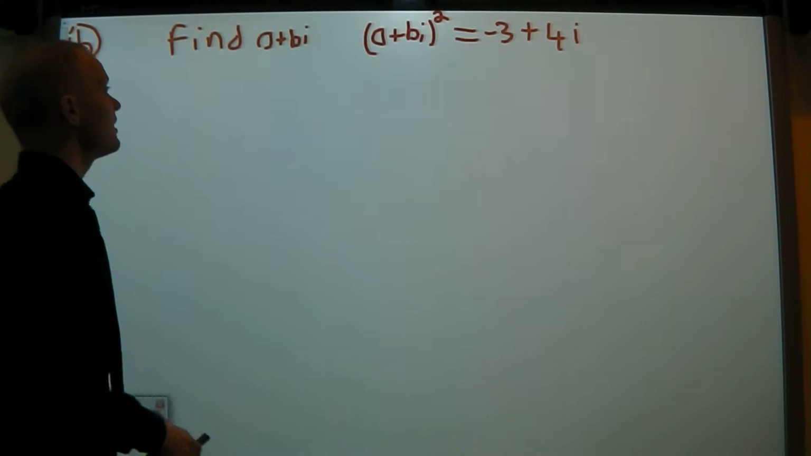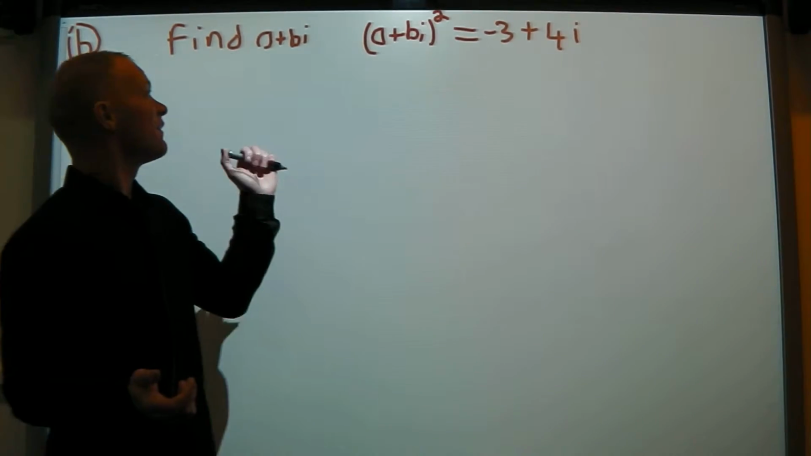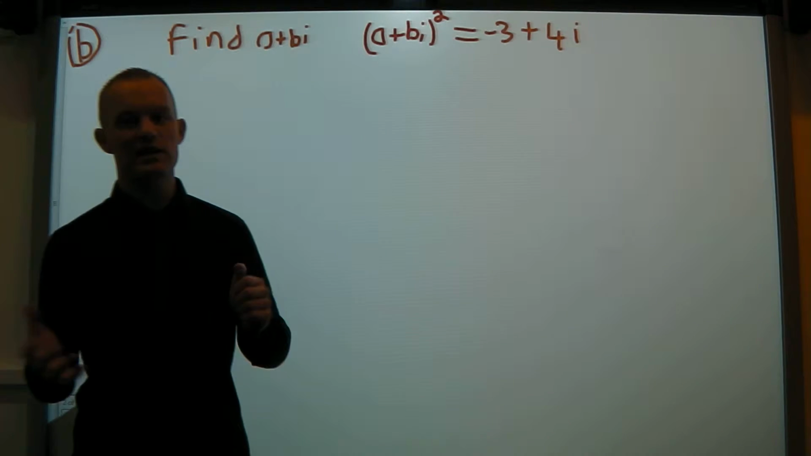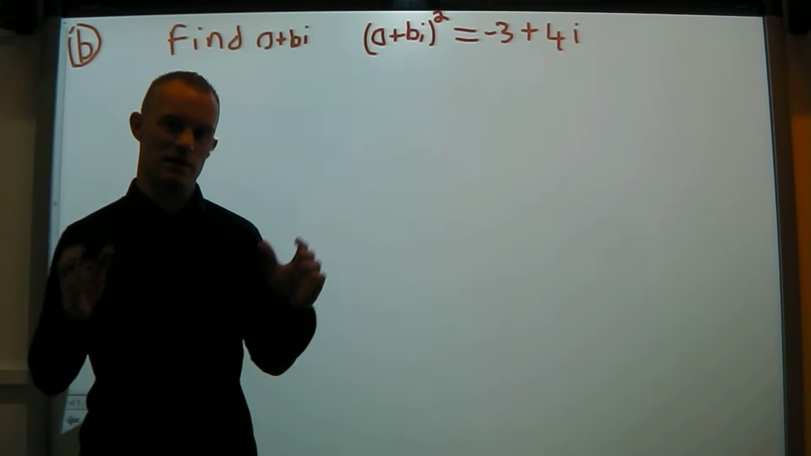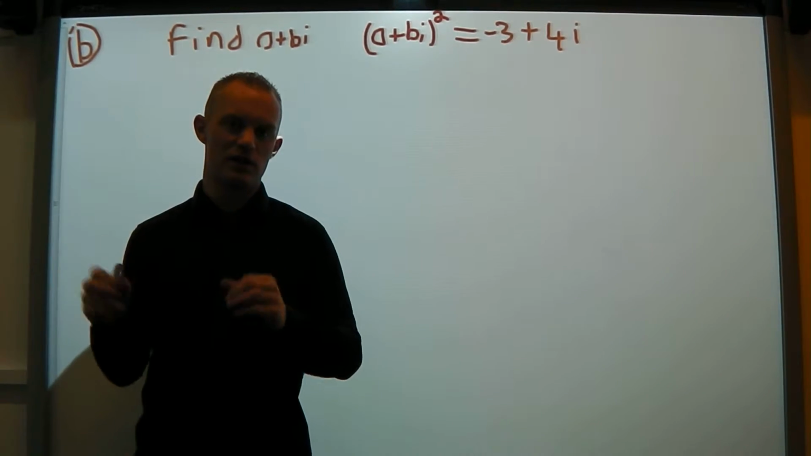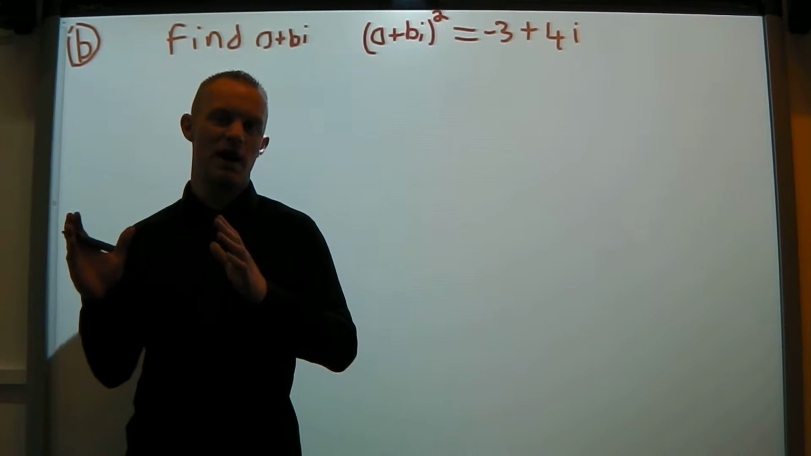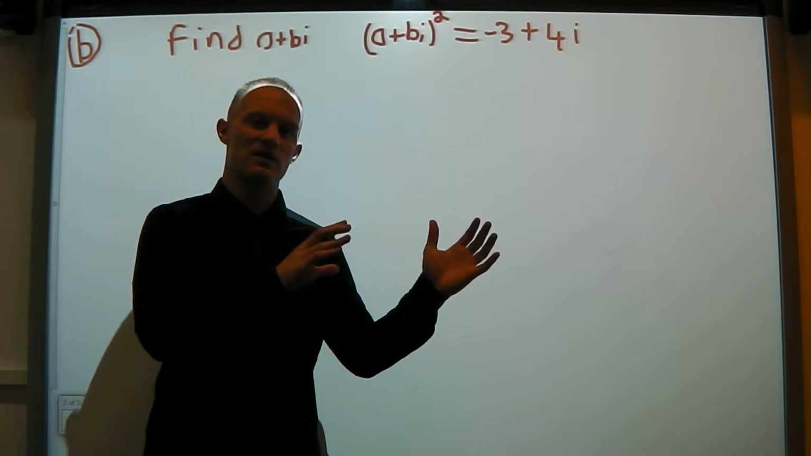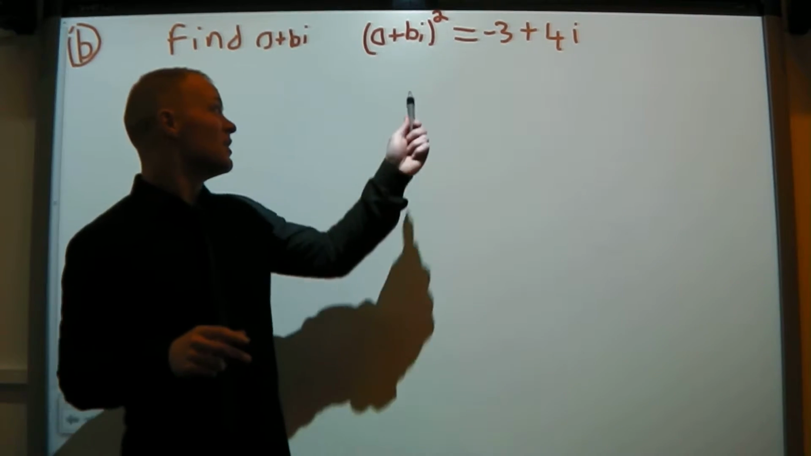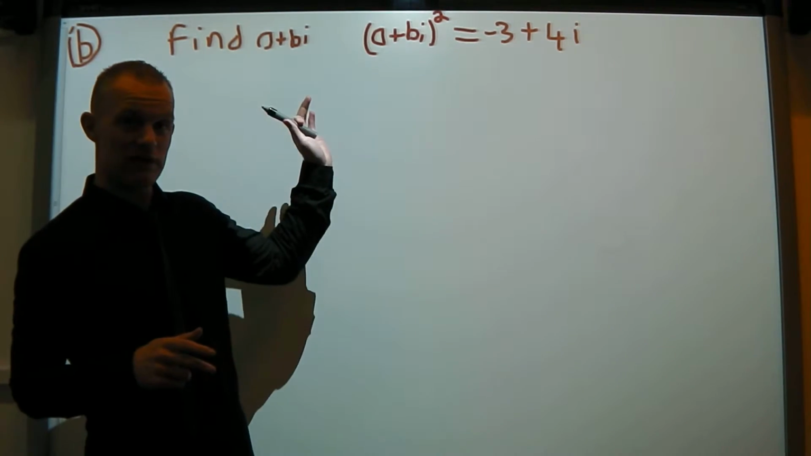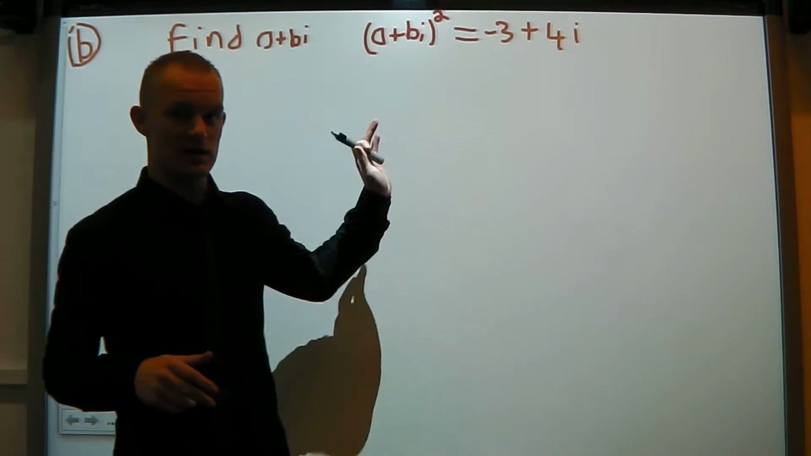Now, on to the next part of the question here. When you're equating complex numbers, it means one term is equal to another term. That always means that the real parts of the complex number are equal to the real parts, and the imaginary parts are equal to the imaginary parts. So when we multiply this term out, the real terms on the left hand side are going to equal the real terms on the right, and the same with the imaginary terms.